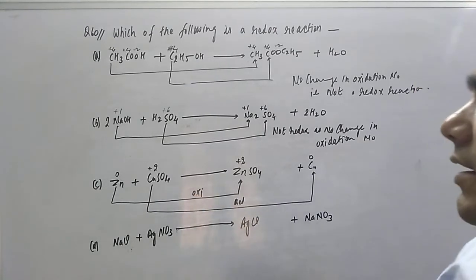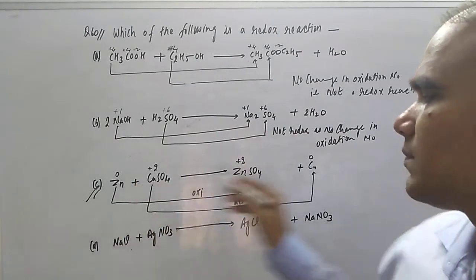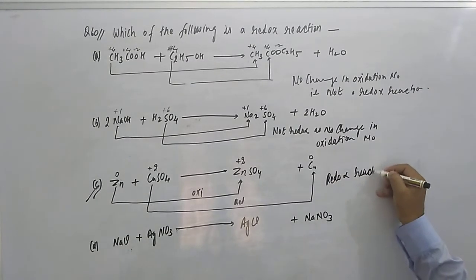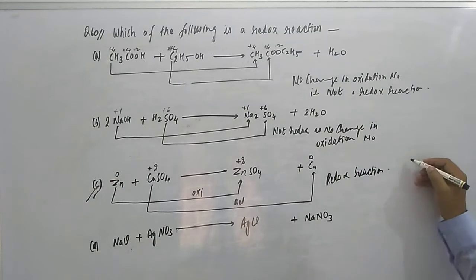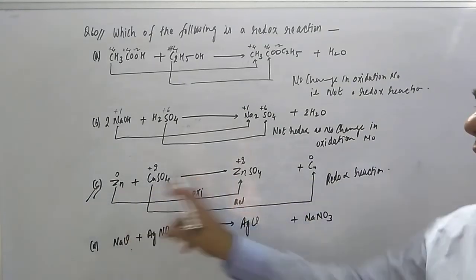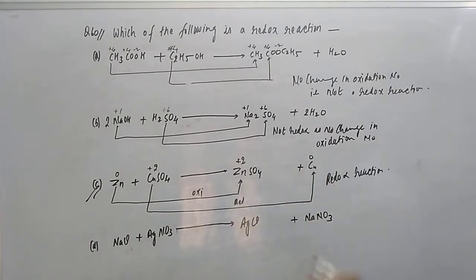So oxidation and reduction both are taking place, so this means it is a redox reaction. I am doing a little bit of rough work here for better understanding. In the free state, a metal is in the 0 oxidation state. Zinc is in the free state, copper is in the free state, so both are 0.